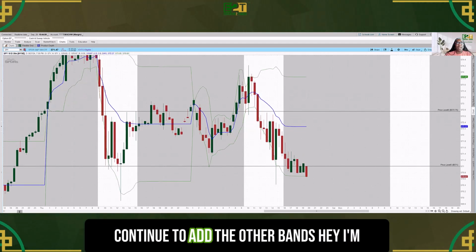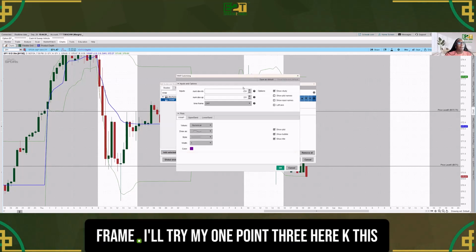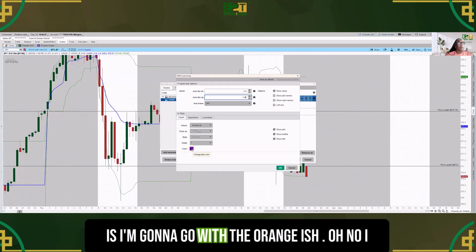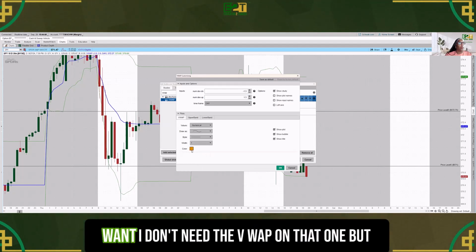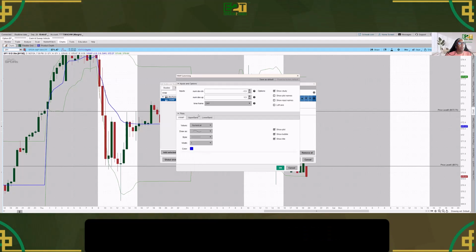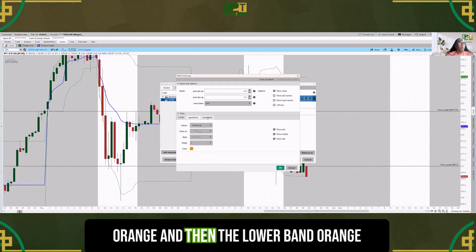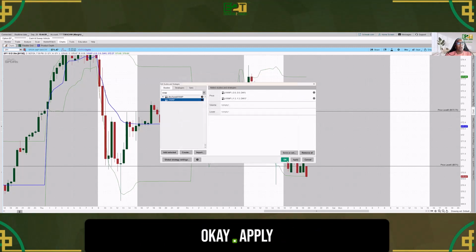Anyway, I want to continue to add the other bands. Okay, I'm going to adjust this one to a different time frame. I'll try my 1.3 here. Okay, I'm going to go with the orangish. Oh no, I don't need the VWAP on that one, but okay, I'll leave it as blue because it'll still be the same one as that one. Orange, and then the lower band, orange. Okay. Apply.